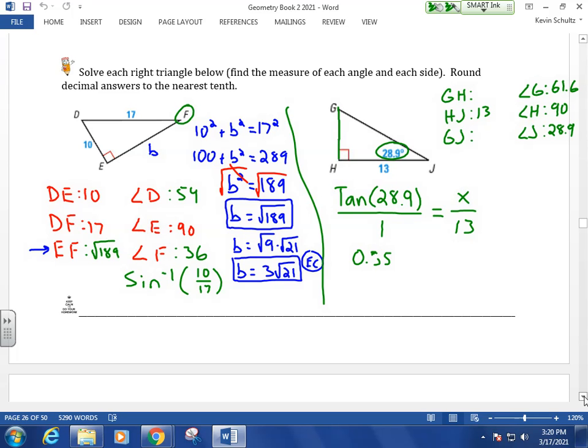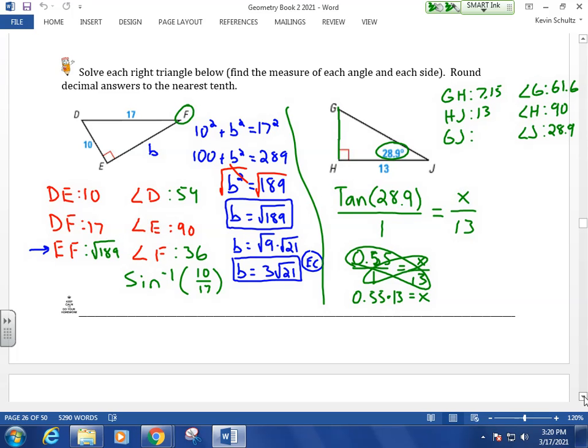So 0.55 over 1 equals x over 13. Using cross products, 0.55 times 13 equals x times 1, or just x. So the x is already by itself, we just have to multiply 0.55 by 13, and that's going to give us 7.15, which is the value for GH.